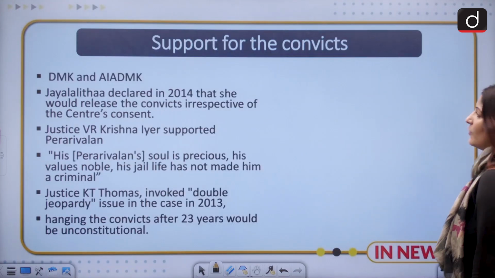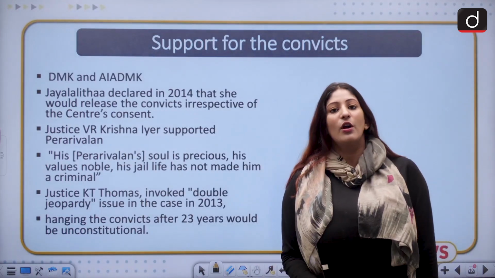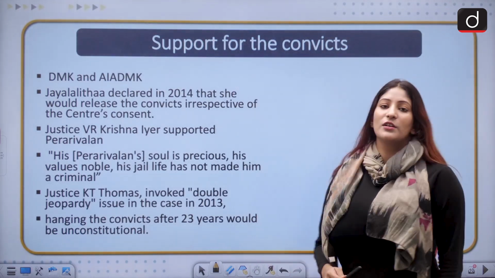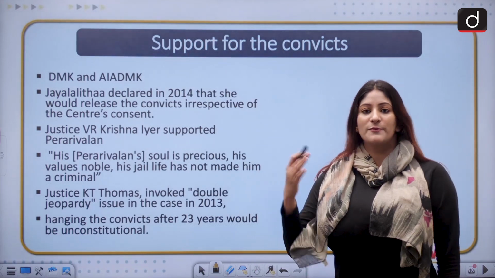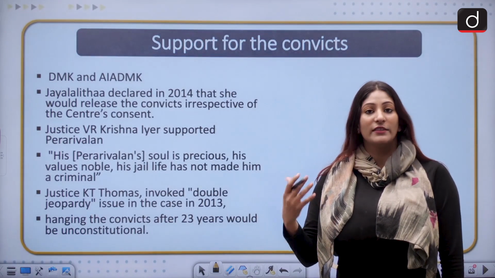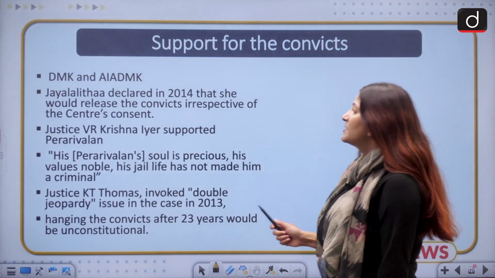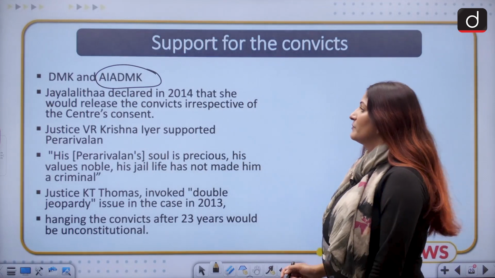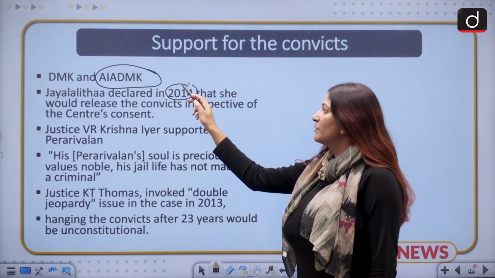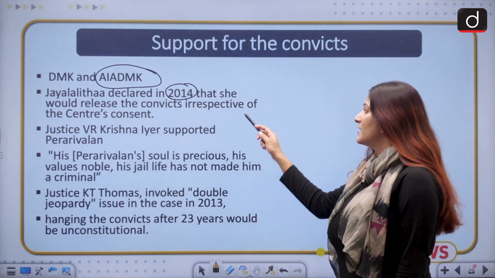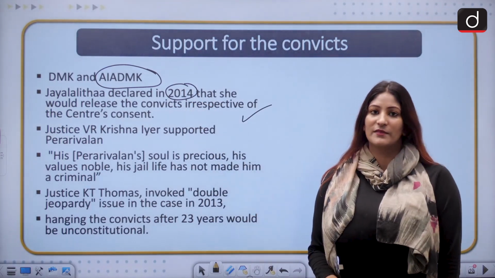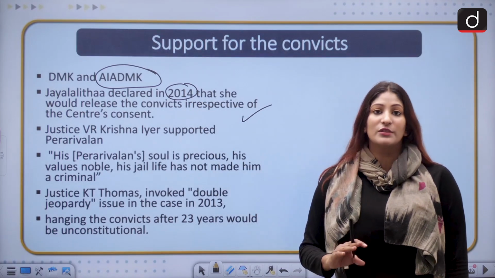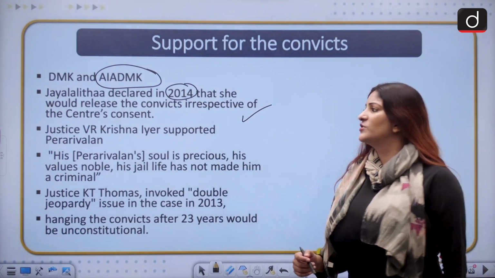Moving ahead, now if we talk about the support of the convicts, many important political parties took this job to spearhead the process of their release. DMK spearheaded, but later on AIADMK also joined. Jayalalitha declared in 2014 that she would release the convicts irrespective of consent. So this was a major blow to the Gandhi family and the state in general.